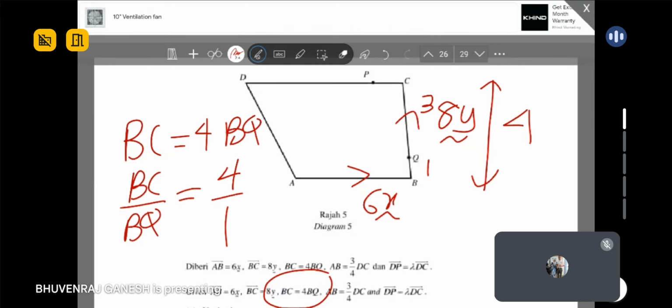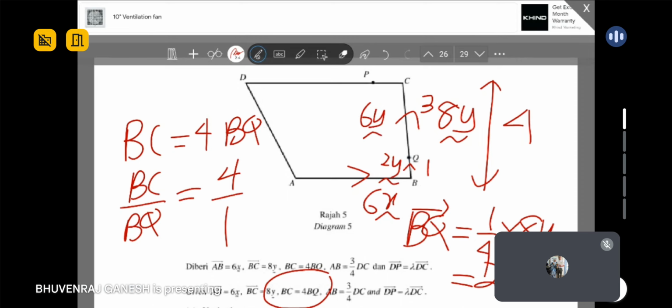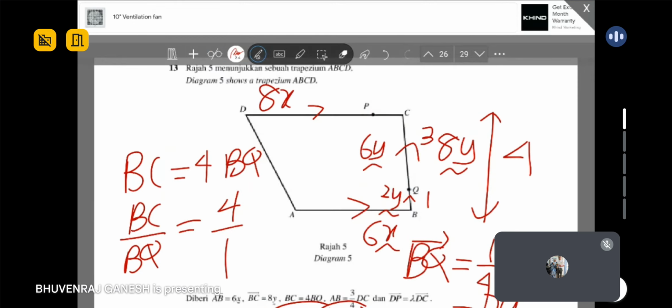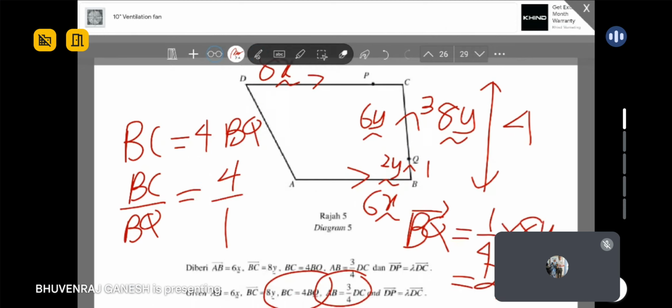Total 4 minus 1. So 3. Okay, so then you can find BQ. So BQ is 1 over 4 times 8y. Okay, so you will get 2y. Okay, so this one is 2y. And then this one will be 6y. Okay, so total 8y. Okay, and then analyze some more. AB equal to 3 over 4 DC. Okay, so you can find DC. Okay, so AB 6x. So DC you will get 8x. Okay, kamu akan dapat 8x. Okay, if you solve the equation. Okay, so you have all the information already.